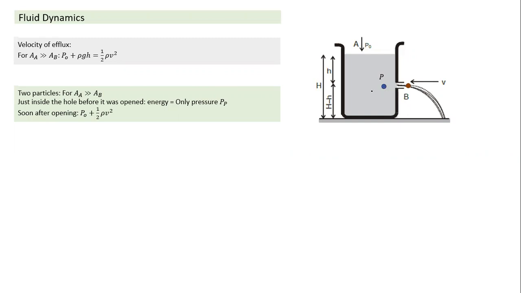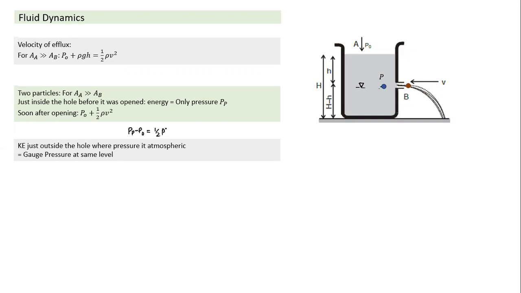So what has happened soon after opening? Before opening, it had only pressure energy P, taking this as the reference level. Your kinetic energy is 0. So before opening, the energy per unit volume was equal to the pressure P. After opening, it will start flowing with velocity V, and atmospheric pressure is P naught. So what is the energy soon after opening? P naught plus 1 by 2 rho V square. And these two are equal. So when I equate those two, what do you get? P minus P naught is equal to 1 by 2 rho V square.